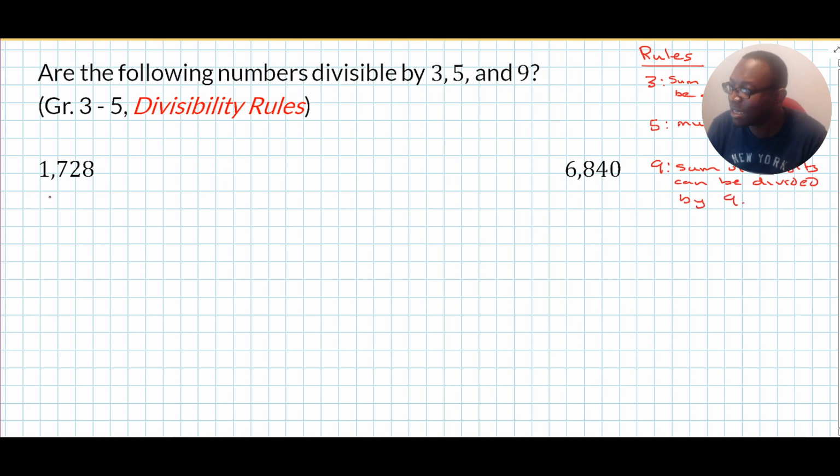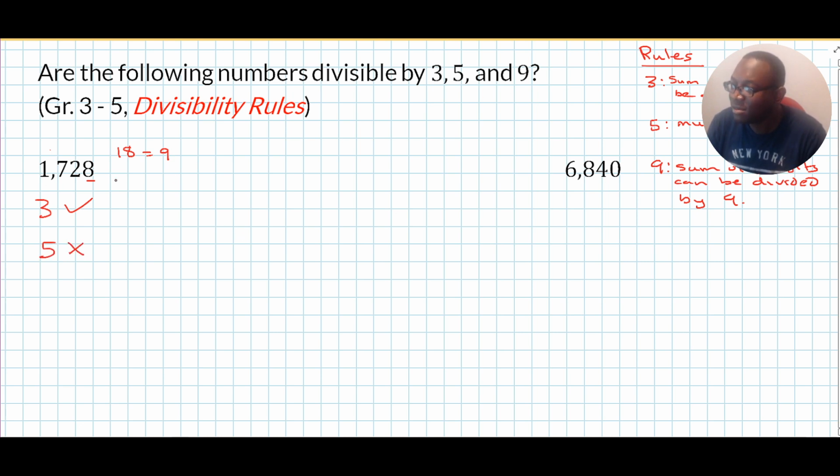Okay, so let's take a look at each of them. For the rule for 3, we're going to add each of these digits together. 1 plus 7 is 8. 8 plus 2 is 10. 10 plus 8 is 18. So now I have 18. I can then add 1 and 8, which is 9. Can you divide 9 by 3? Yes, you can. So this number can be divided by 3. What about 5? The rule for 5 says it must end in 0 or 5. This does not end in 0 or 5, so for 5, I'm going to put an X right here.